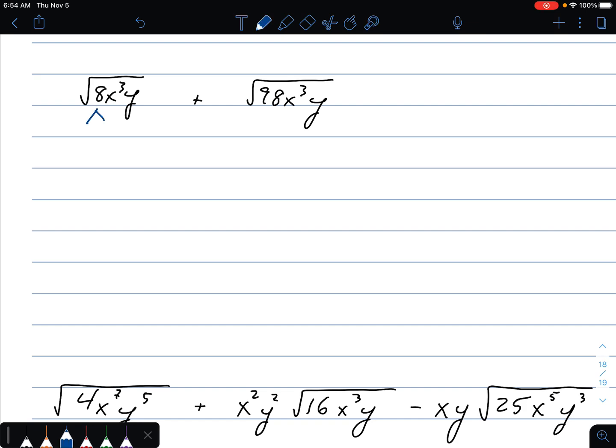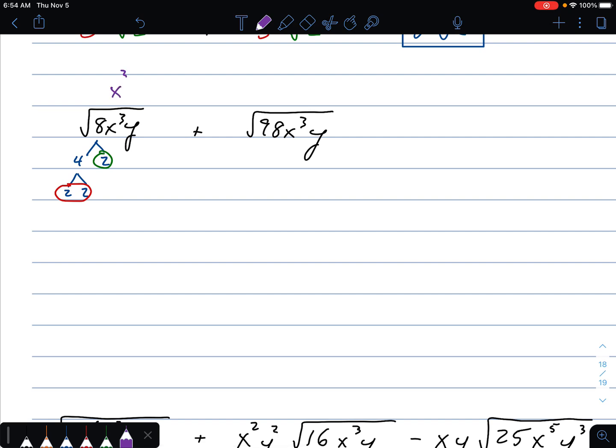Let's see. Square root of 8 breaks down into 4 and 2, and 2, 2, 2, my prime factors. Two 2s come out, one 2 stays in. For my x to the third, I view that as x to the 3 over 2. So that tells me 1 1/2. One x is coming out, and 1/2 x is staying in. Those are my powers. So I have on the outside a 2 and an x to the first. And then what stays in is my square root of 2, and an x to the 1/2.